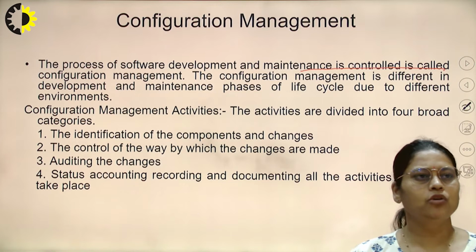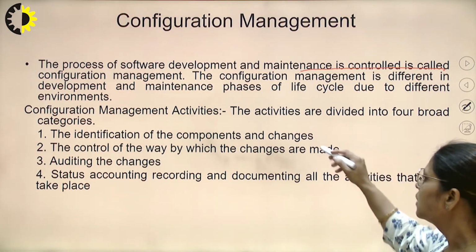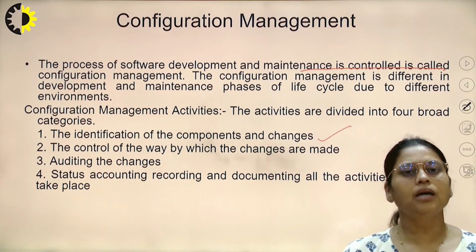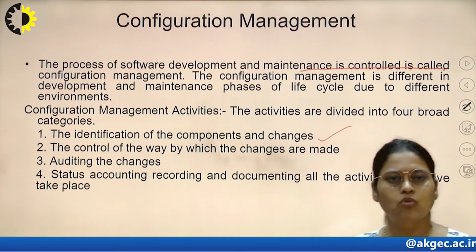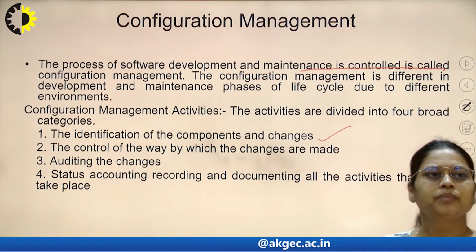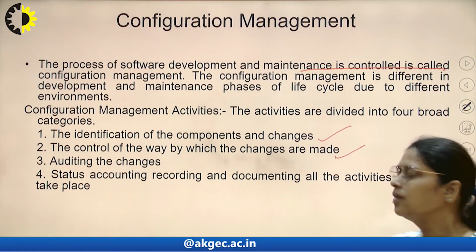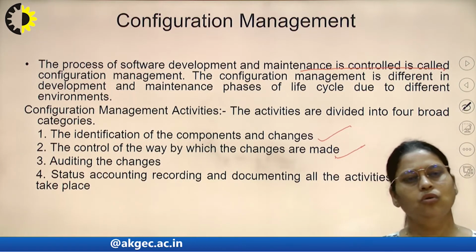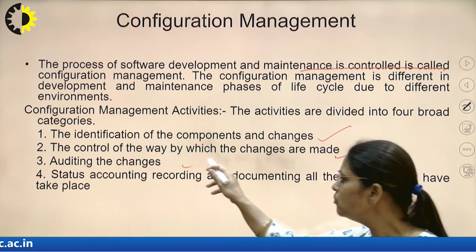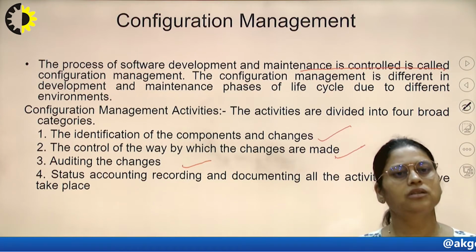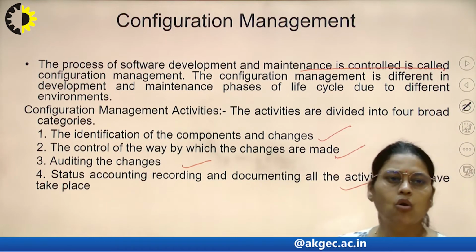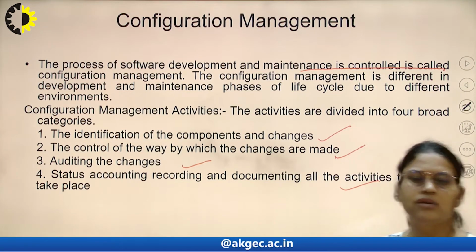Configuration management has various activities. These activities are divided into 4 categories. First of all, we have to identify the components, what changes are required, and how we can control these changes. So first we identify the components where we have done some changes. Secondly, control of the way by which the changes are made. We also control the process where we make changes, and continuously monitor these changes. Then we audit these changes, and finally we do status accounting and recording of all the documentation of the activities that take place.